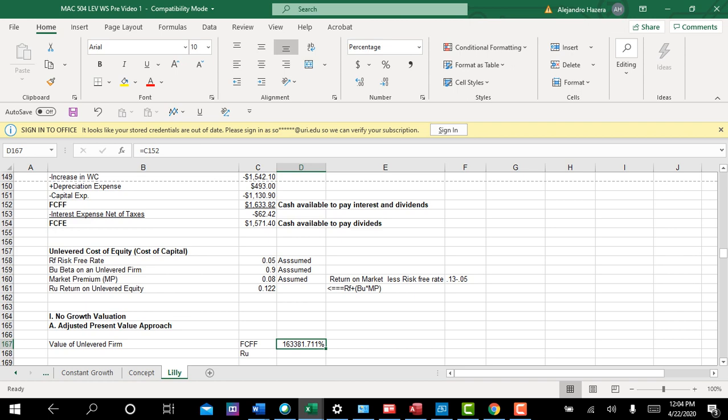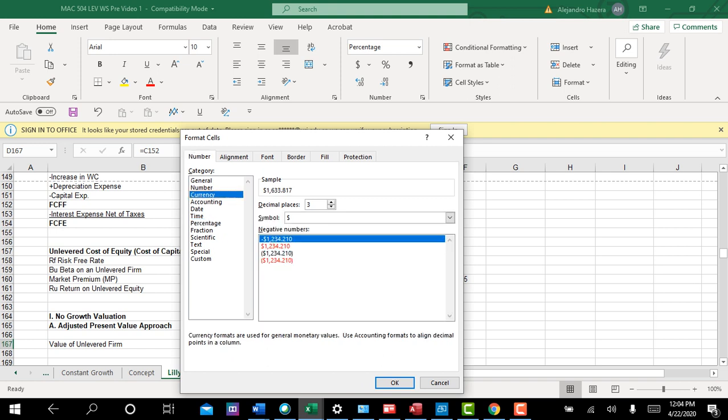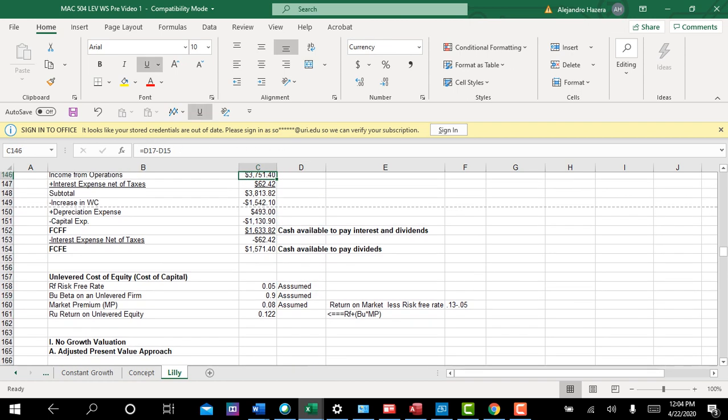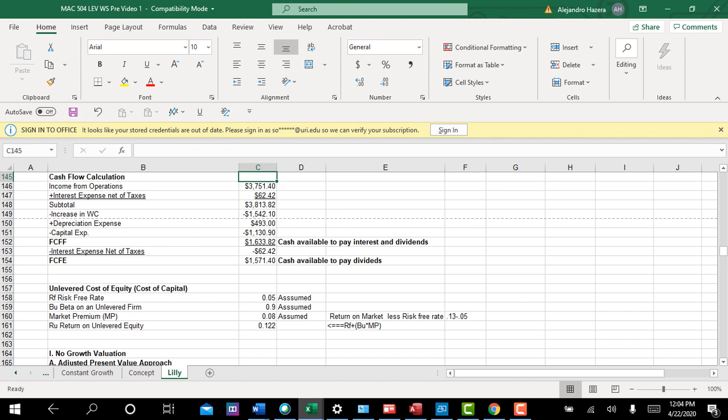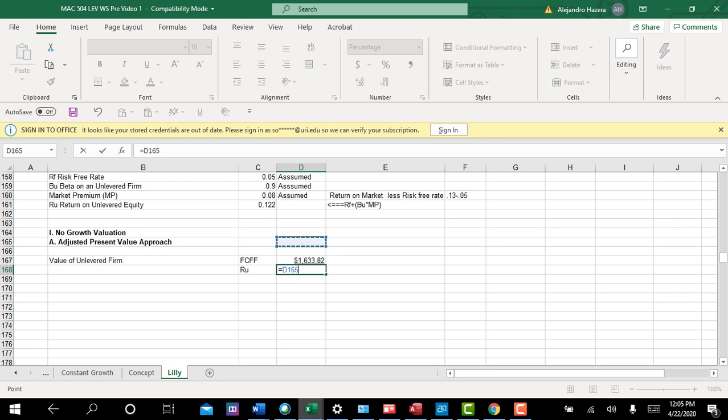The cell is showing a percentage, I don't know how it came to be. Okay, we'll reformat the cell. Currency, we'll do 2 spaces. So your free cash flow to the firm is 1633.82, and then we're going to divide that using the no growth formula by your return on unlevered equity.